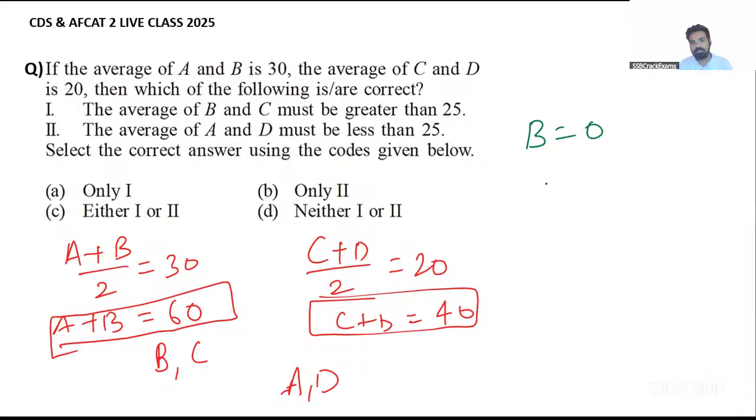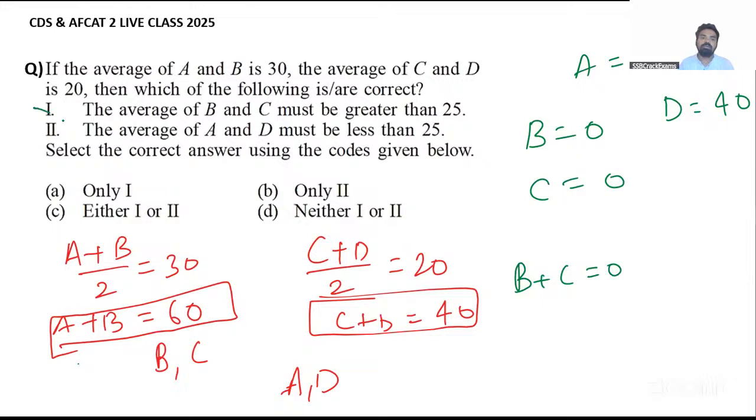Suppose B is 0 and C is also 0. Then A will be 60 and D will be 40. Their averages will still be 30 and 20. But B plus C will be 0, which is not greater than 25. So statement 1 is false. Now A and D must be less than 25. In this case, A and D are clearly coming out greater than 25. So this is also false. So both the statements are false. It has nothing to do with B and C, or A and D. So option number D is correct.